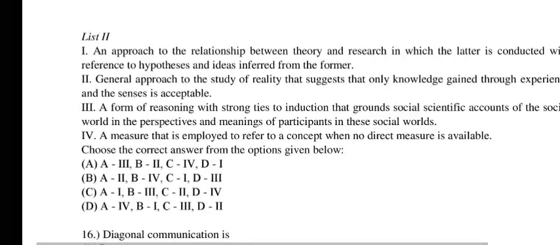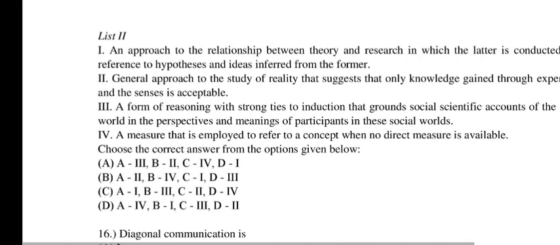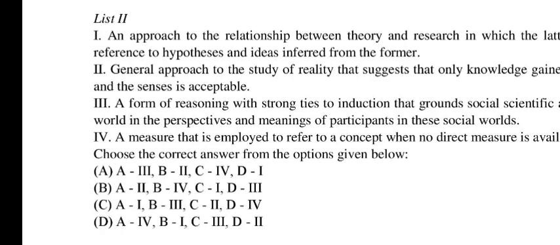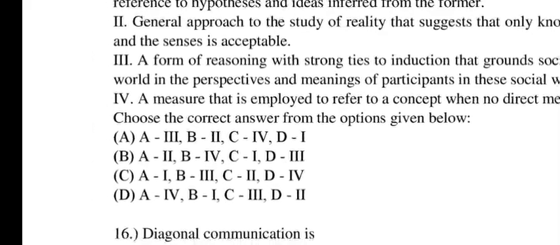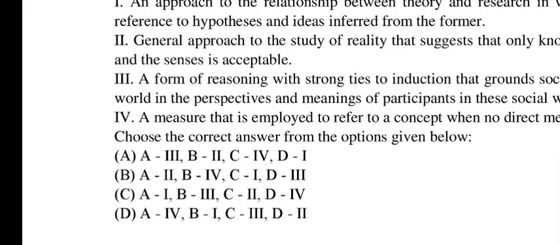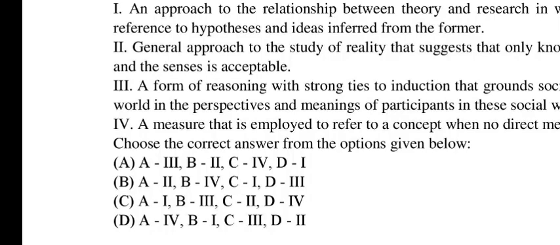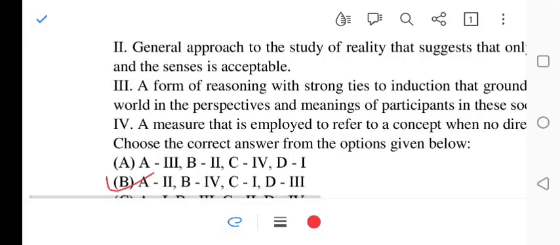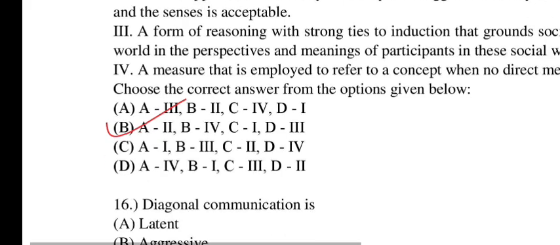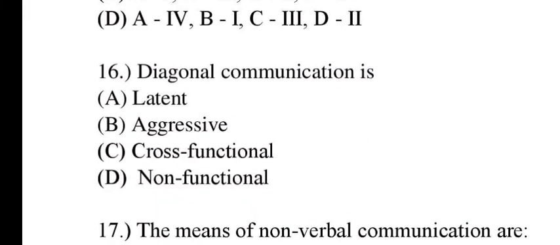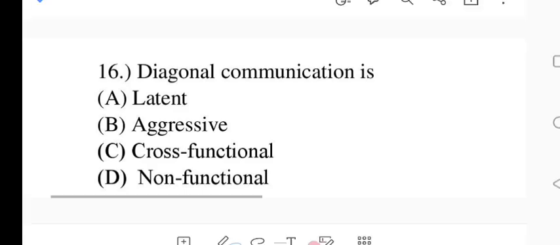So these are the list 1 and list 2. Now choose the correct option from the above list. So these are the options for you. A3, B2, C4, D1. A2, B4, C1, D3. A1, B3, C2, D4. A4, B1, C3, D2. Number 15, it will be number B, that is A2, B4, C1, D3. B is done. Next, number 16 says diagonal communication is what? A, B, C, D. Latent, aggressive, cross-functional, non-functional. So it will be cross-functional.